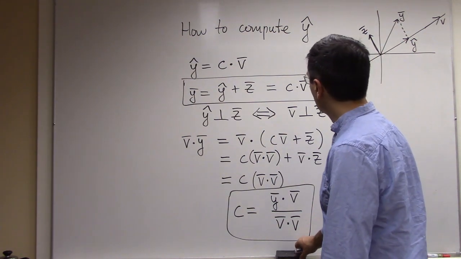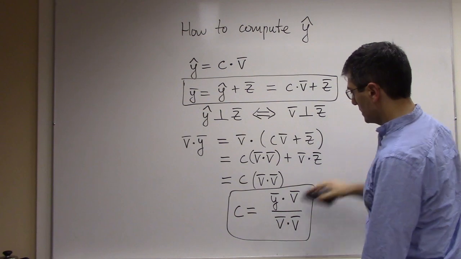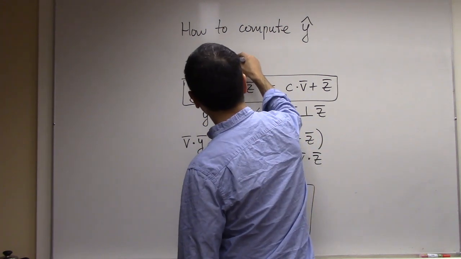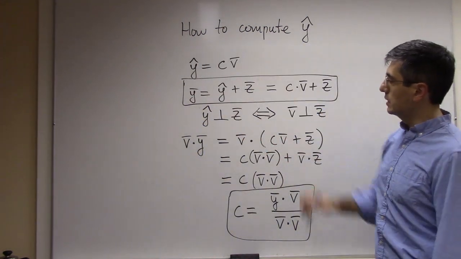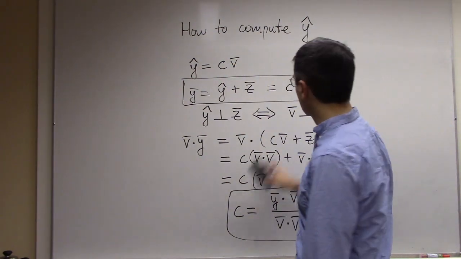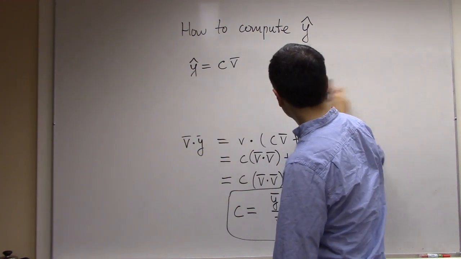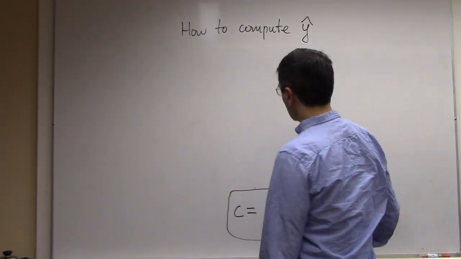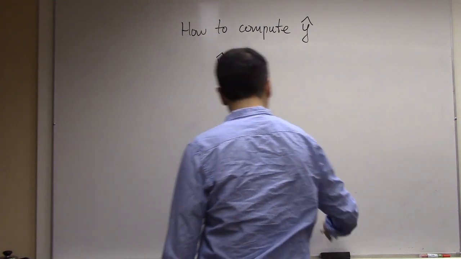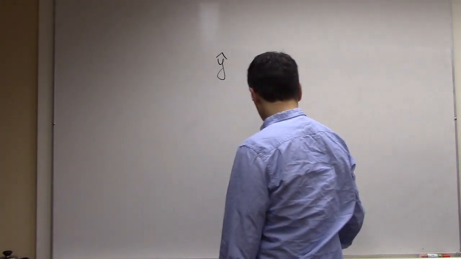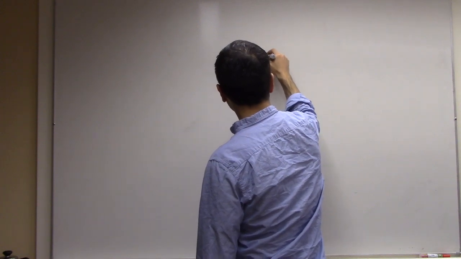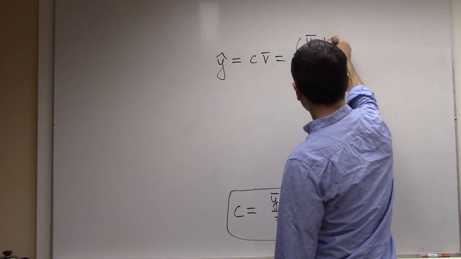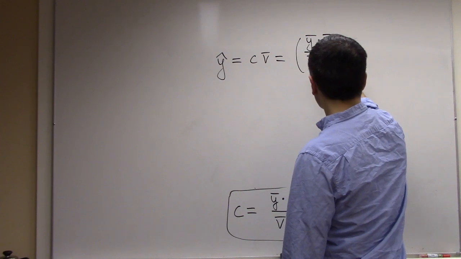So if I go back and now substitute this number into the equation, so this is really cv. It's not a dot product, but it's a scalar product of c and v. It's a product of a vector with a scalar. I can now substitute this c, so y hat is equal to cv, and this is equal to this number times v.